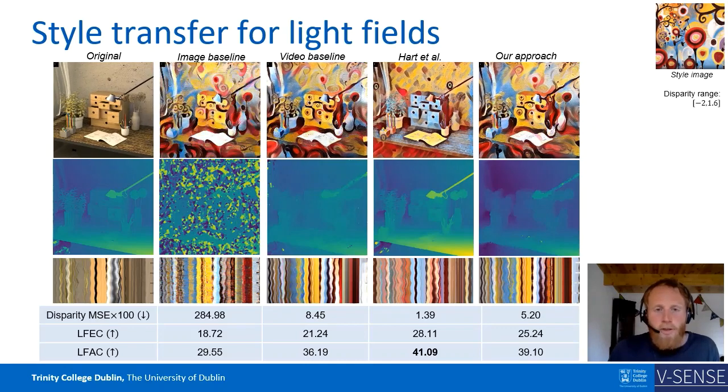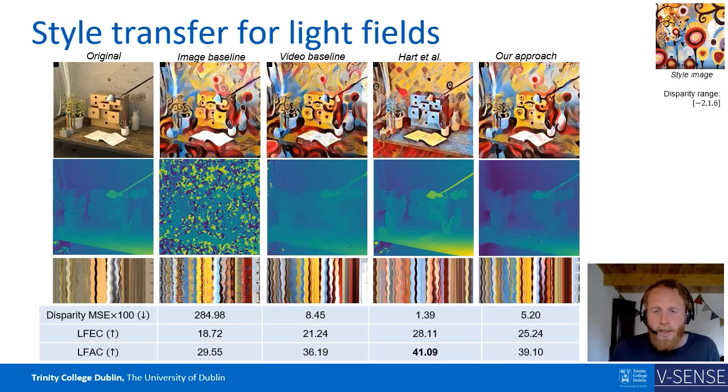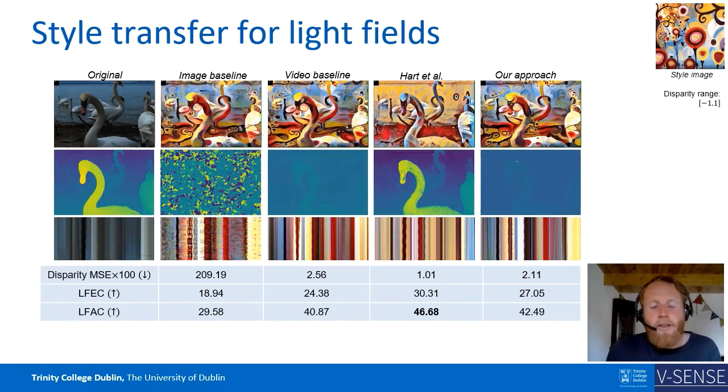The visual results suggest that our method is best at preserving the angular structure. However, our proposed LFAC metric gives a higher score to the method of Hart et al. Notably, the disparity range of this light field is much smaller than that of the previous two examples. The final example light field has the lowest disparity range. On visual observation, there is little noticeable difference between the two light field style transfer approaches. All three quantitative metrics give a better score to the method of Hart et al.